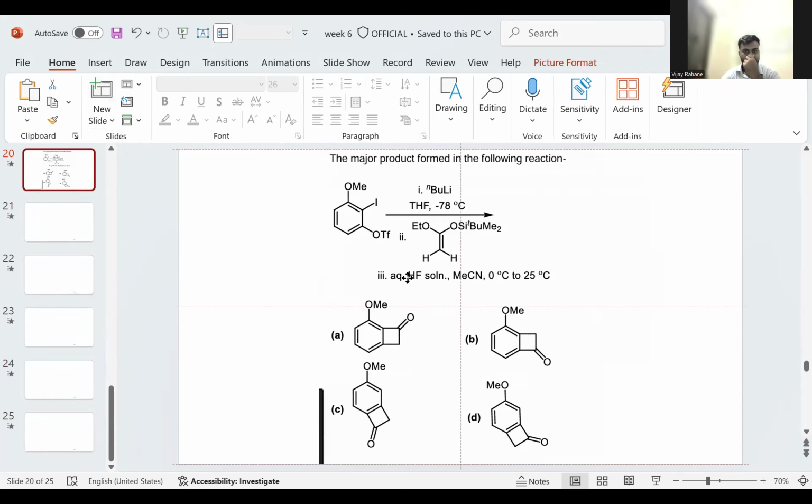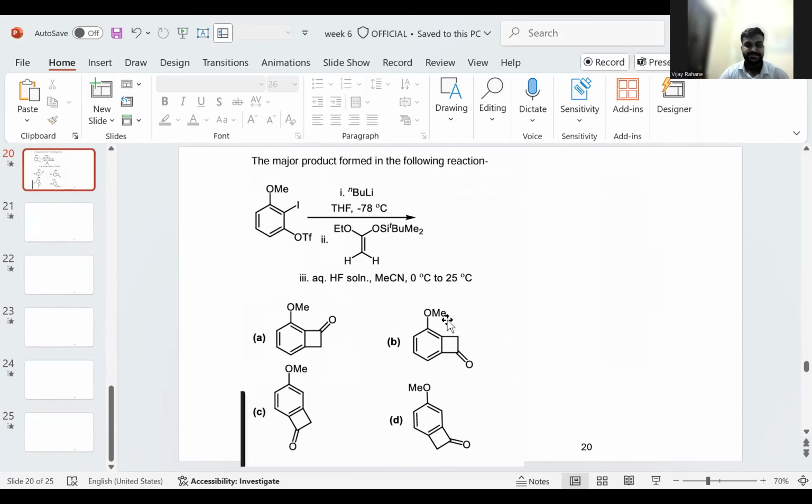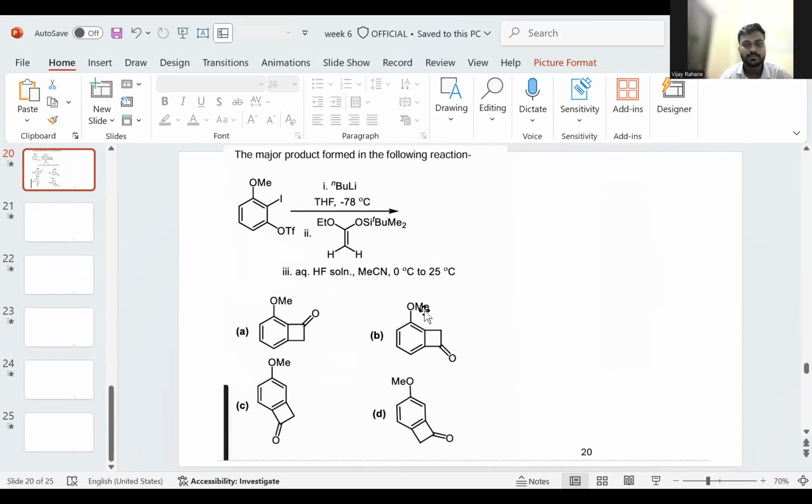All right. So this is the question. Major product formed in the following reaction. So you have added the butyl lithium on the compound which has the iodo group. So basically, it is going to perform the lithiation reaction. So OMe, and here the negative charge will form, and here OTf.